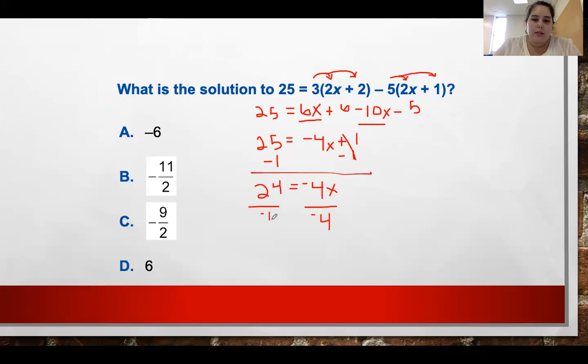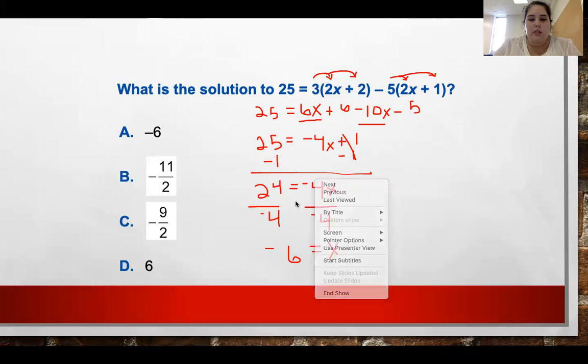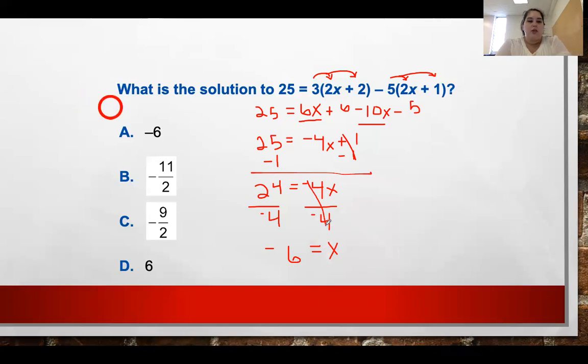On both sides. And here, since we're dividing a positive by a negative, we're going to get a negative answer. Negative 24 divided by negative 4 is going to be negative 6. And we get equals x because these 4's are going to cancel out. And so our answer is going to be A, negative 6.